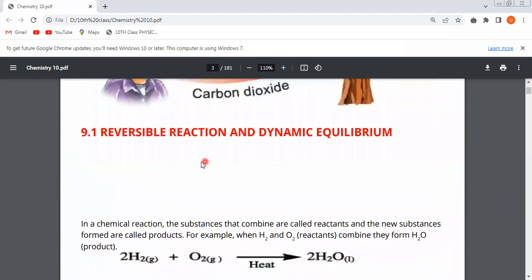Reversible reaction and dynamic equilibrium. In a chemical reaction, the substances that combine are called reactants, and the new substances formed are called products. For example, when H2 and O2 combine, they form H2O as product. 2H2 plus O2 heat to 2H2O.